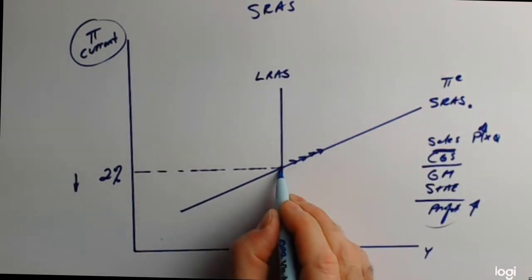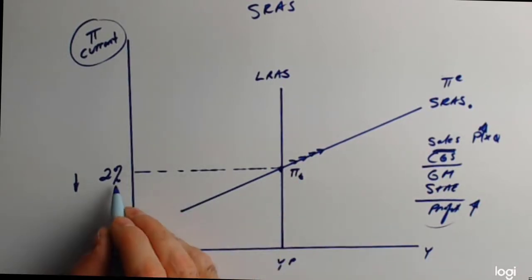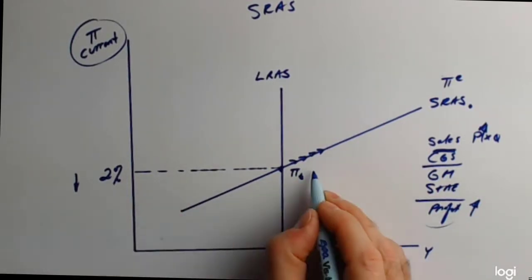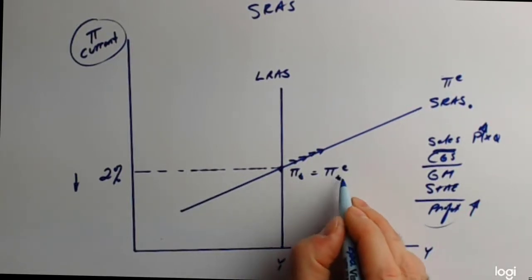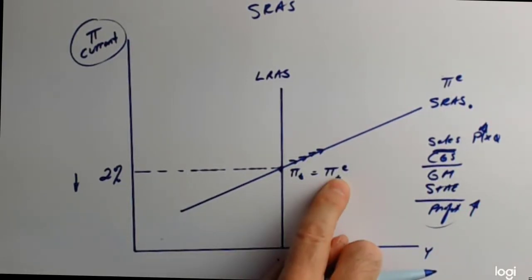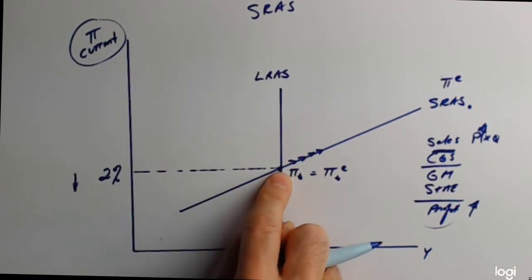And when we're right here, by the way, pi, the current inflation rate, as I marked here, 2%, equals what people had expected the inflation rate to be. So people had expected a 2% rate. It's actually 2%. It implies we're in equilibrium. There's no tendency to change.